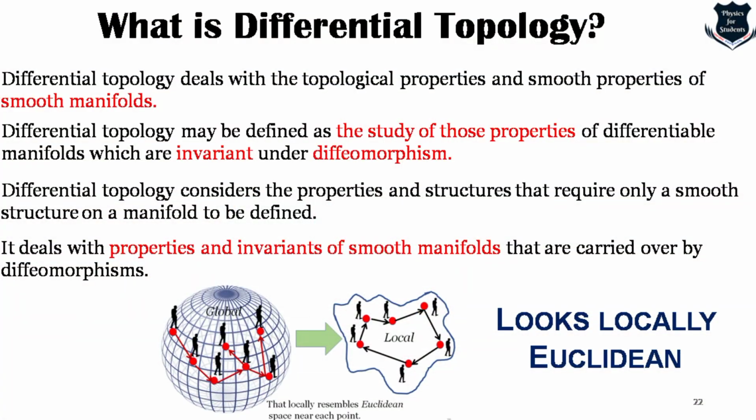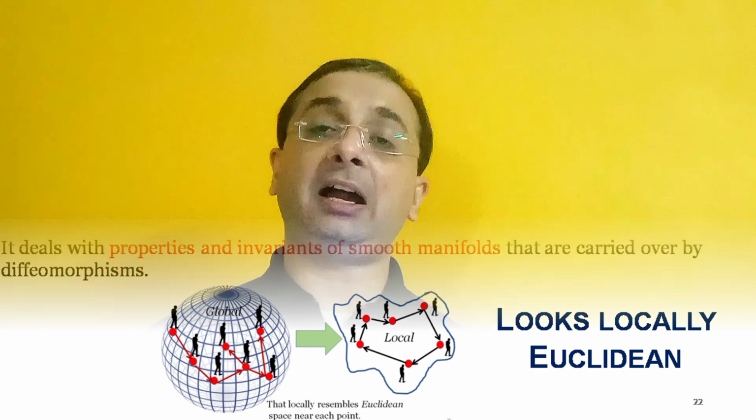So any number which is assigned to differential topology, let us look onto the screen. Differential topology deals with the topological properties and smooth properties of smooth manifolds. Differential topology may be defined as the study of those properties of differentiable manifolds which are invariant under diffeomorphism. Differential topology considers properties and structures that require only a smooth surface. It deals with properties of invariance and smooth manifolds.